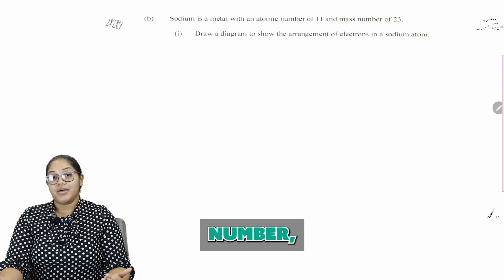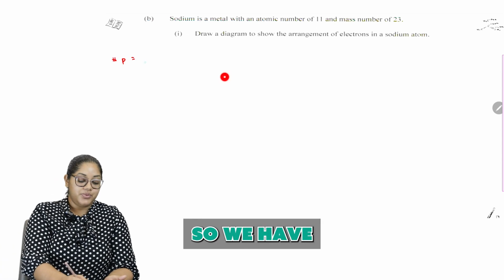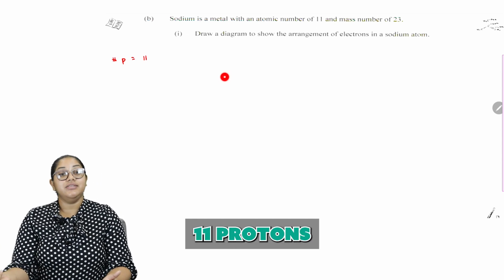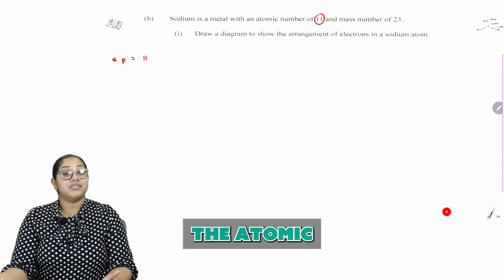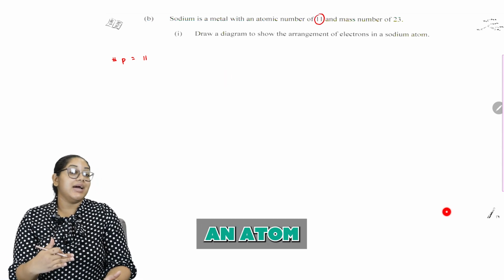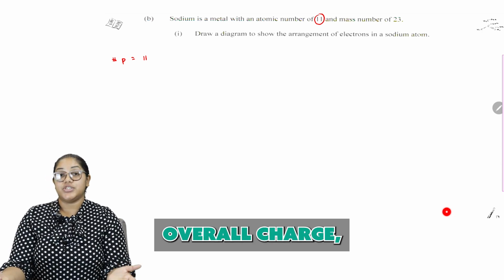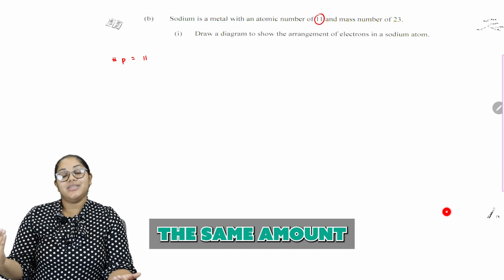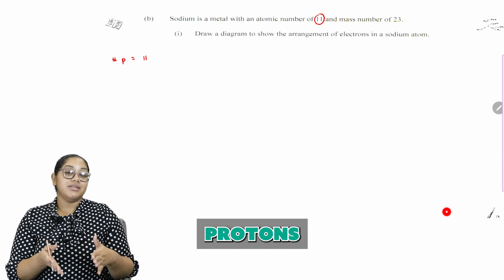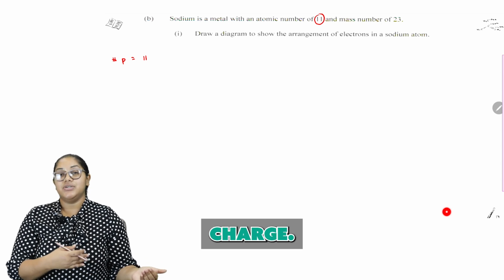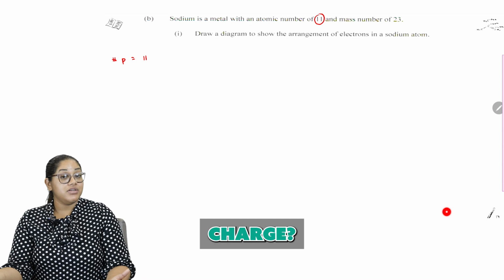Our atomic number gives us information for the number of protons. So we have 11 protons inside of a sodium atom. This was given here by the atomic number. An atom is neutral, meaning we don't have an overall charge. So we must have the same amount of negative particles. Protons have a positive charge. Do you guys know which subatomic particle will have a negative charge?